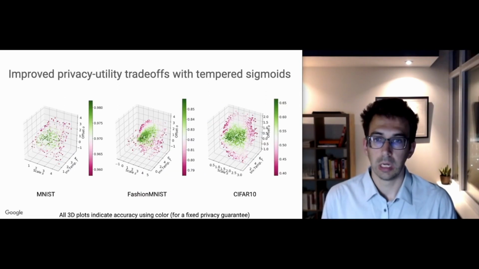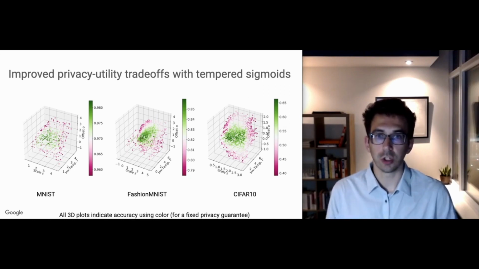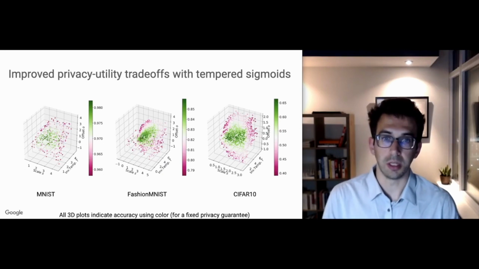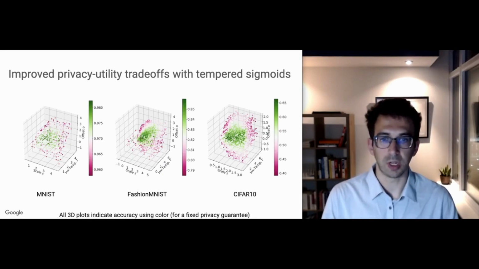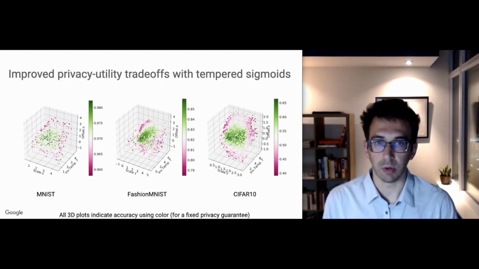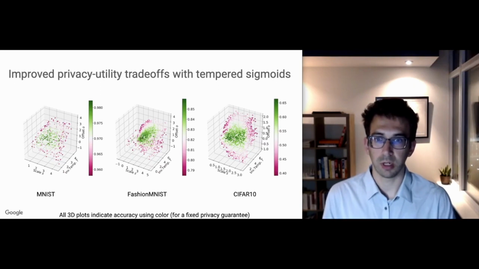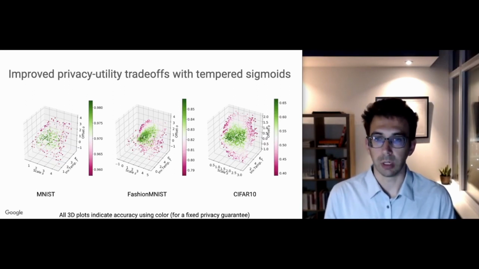In this figure, I plotted the test accuracy of a bunch of models trained with tempered sigmoids as a function of these 3 parameters: the scale, the inverse temperature, and the offset. You can see results plotted on MNIST on the left, Fashion-MNIST in the middle, and CIFAR10 to the right. All of these models were trained with differentially private stochastic gradient descent, and the color of each dot, which corresponds to 1 training run, indicates the test accuracy that the model achieved.